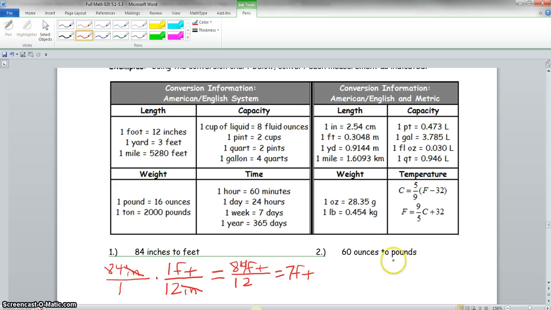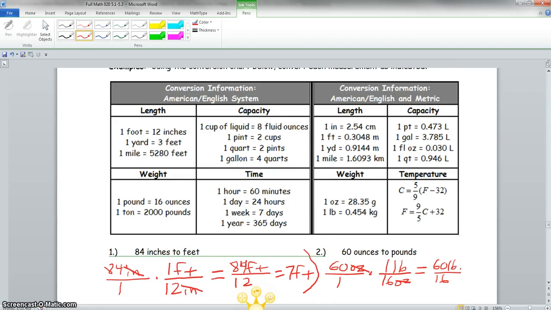We have 60 ounces to pounds. So we know we start off with our 60 ounces. Let me draw this little line here. We have our 60 ounces divided by 1, multiplied by. Now we have to see if there's anything up here that has ounces and pounds together, which we have here under weight. 1 pound is equal to 16 ounces. So we know the 16 ounces will go in our denominator, and then 1 pound will go in our numerator. Now we can simplify. These ounces will simplify out, and you will have 60 pounds all over 16.